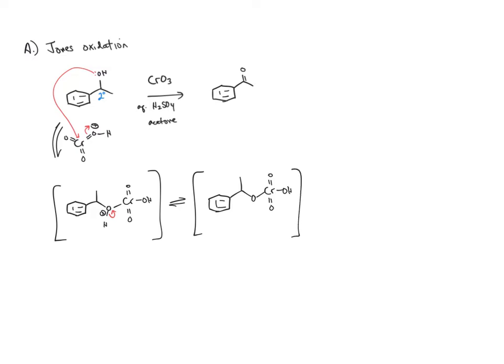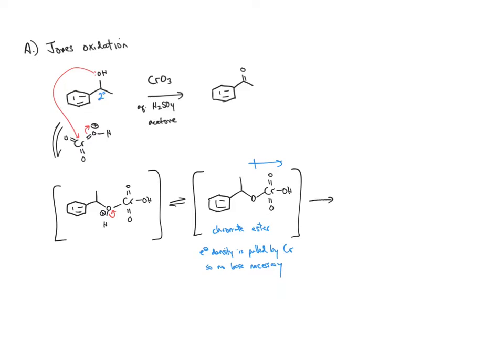And then we don't have any base in this reaction, but this species is known as the chromate ester, and in the chromate ester the chromium is pulling electron density so hard here that a base is really not necessary. Right, so electron density is pulled by the chromium, so no base is necessary. And so what happens is that the proton that's at that position falls off.